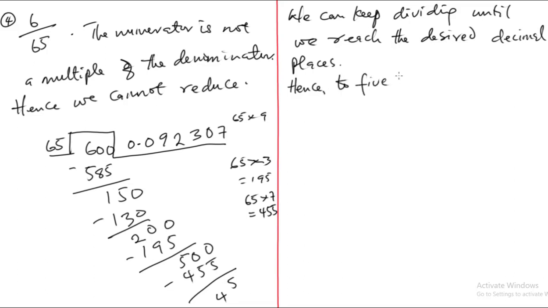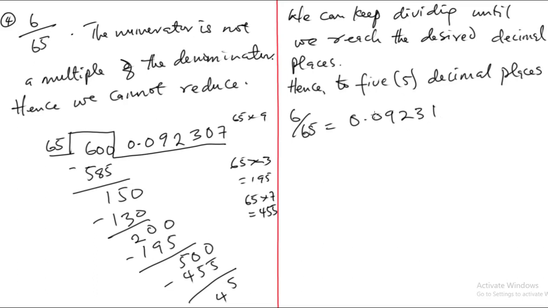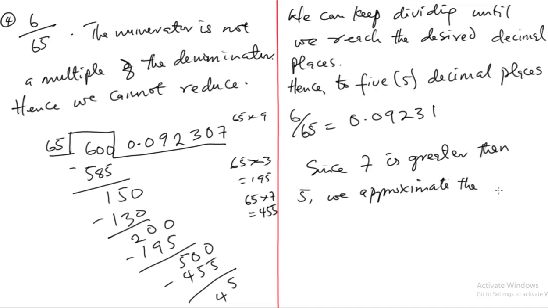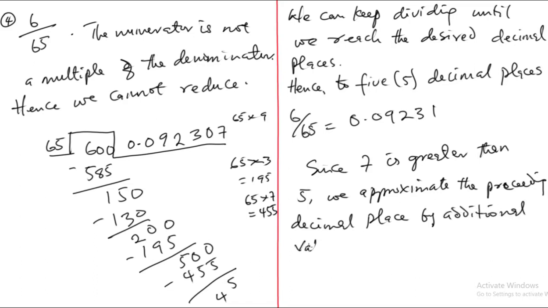Hence, to 5 decimal places, 6 over 65 is equal to 0.09231. Since the next decimal place, which is 7, is greater than 5, we approximate the preceding decimal place by adding 1.